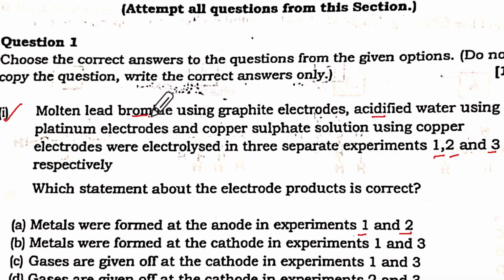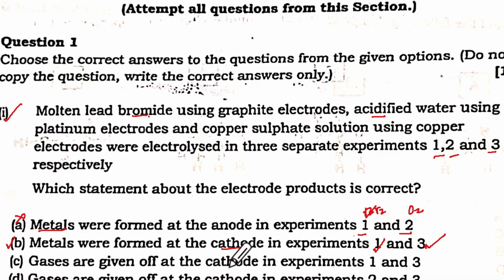Now at anode, for this Br2 will be formed with lead bromide, and with acidified water O2 will be formed. So this will be Br2 and here it will be O2. So metals formed over here is not the correct one. Metals were formed at the cathode in experiment. At cathode in 1 it is Pb, and in 3 copper sulfate will have Cu deposited. So this is the correct one. So this is your B correct.